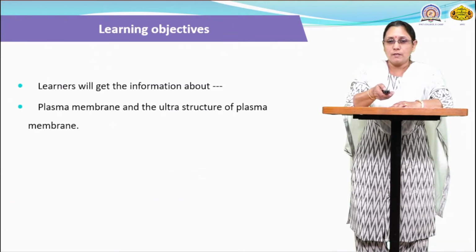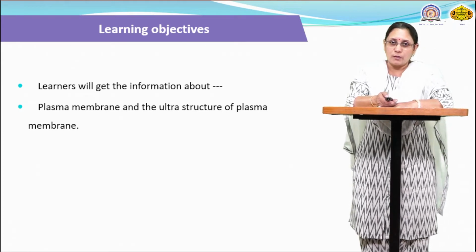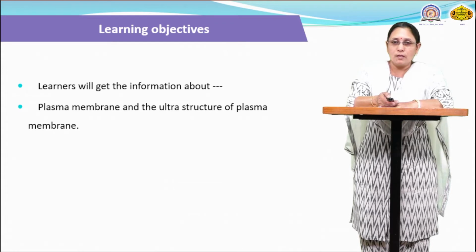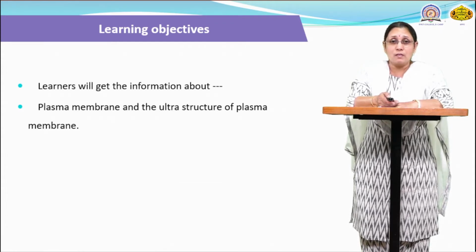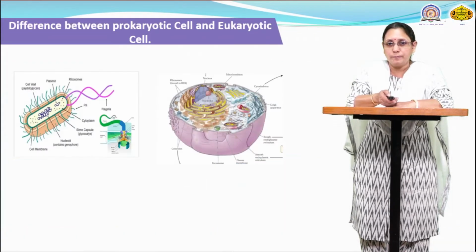So basically, first of all, what can we understand with this particular chapter regarding the plasma membrane? Here we will get detailed information regarding the plasma membrane, what is its ultrastructure, how it works in prokaryotic cell and in eukaryotic cell. So these are the learning objectives behind this chapter, plasma membrane.